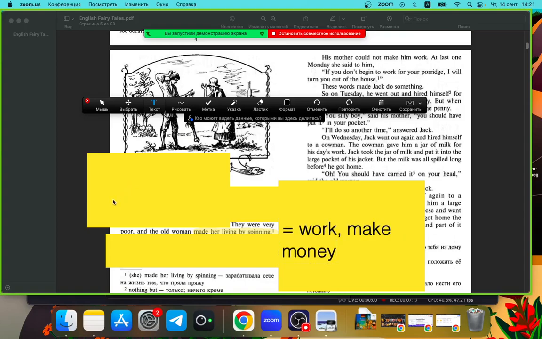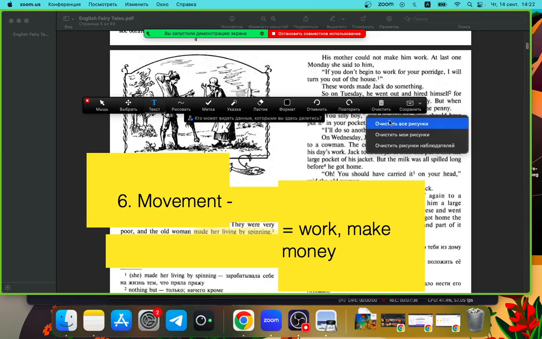And where can we put it? What do you think? Let me look. Personality, no. Feelings, no. I think motions. It's number 6, yeah? Number 6. Movement. You write it. They were poor, and the old woman made her living by spinning.